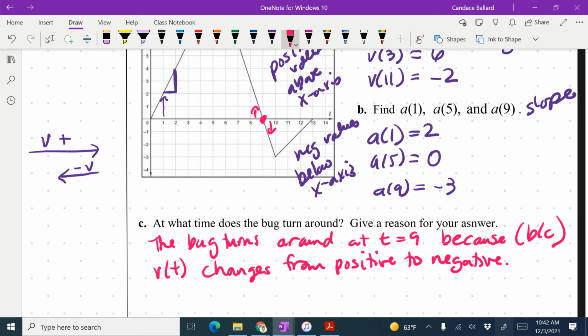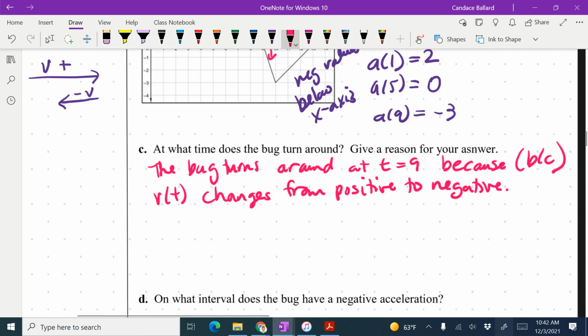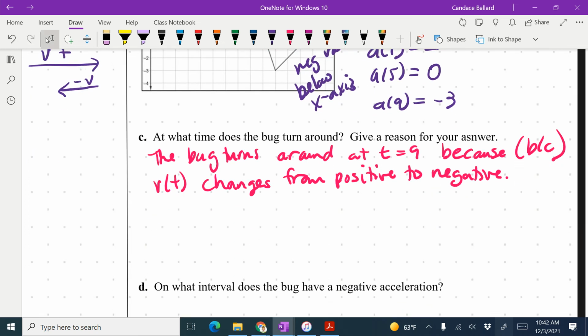And I know I just said I use an abbreviation for because. If it was me on the AP test, I would abbreviate as little as possible. Okay? You want to be very clear in your communication to the reader that you understand it. I wouldn't abbreviate positive POS or negative NEG. And I definitely wouldn't write the plus and the minus. Take the extra few seconds, write the word out. It's worth the points on the AP test. Okay, we good? We know he turns around at 9.